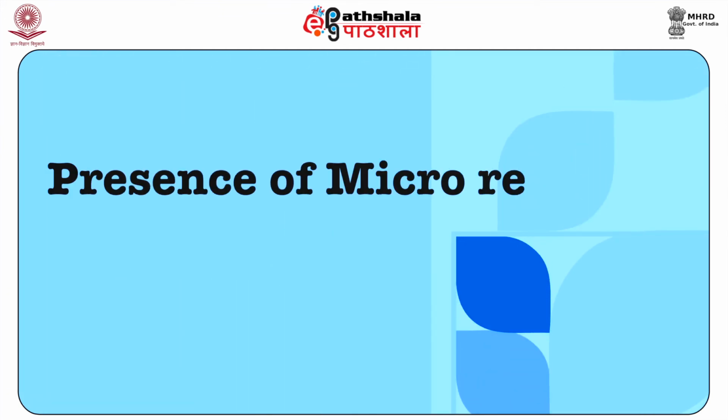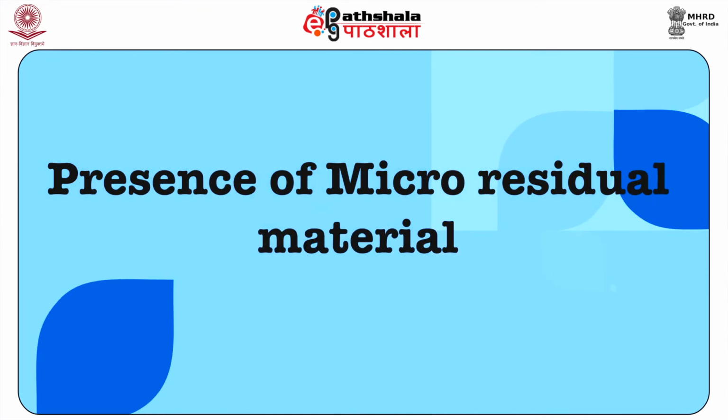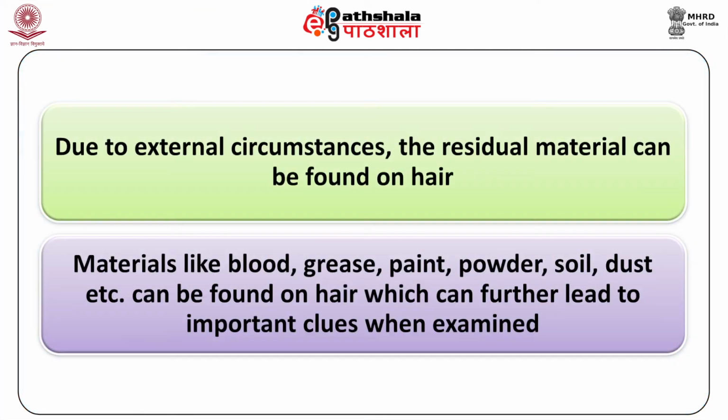The next is presence of micro residual material. Sometimes due to external circumstances, residual material can be found on hair. Materials like blood, grease, paint, powder, soil and dust can be found on the hair, which can further lead to important clues when examined.